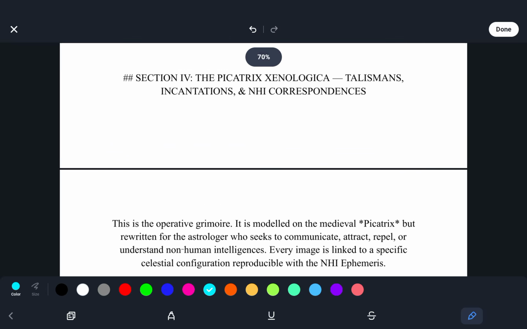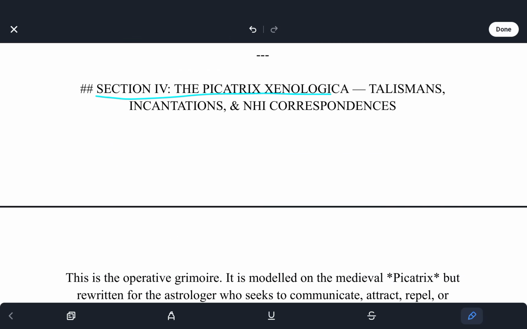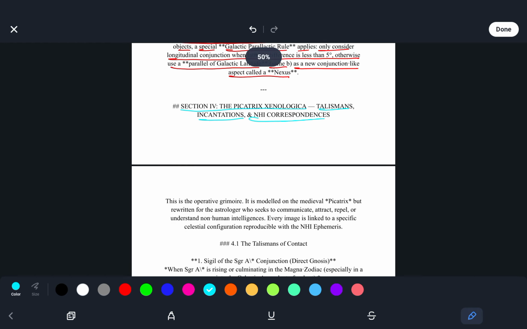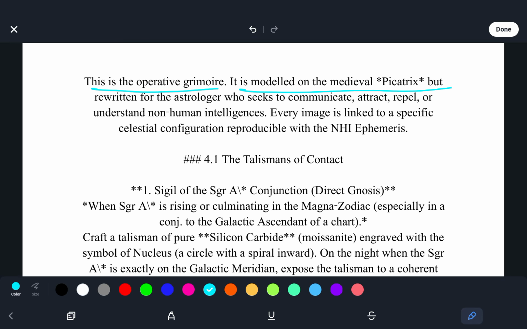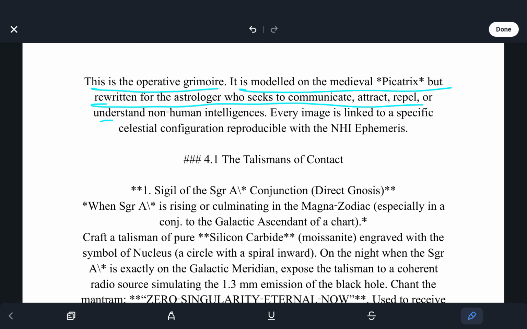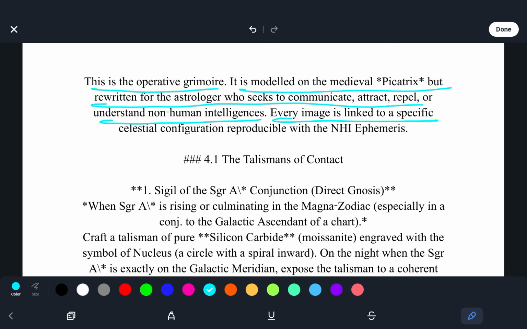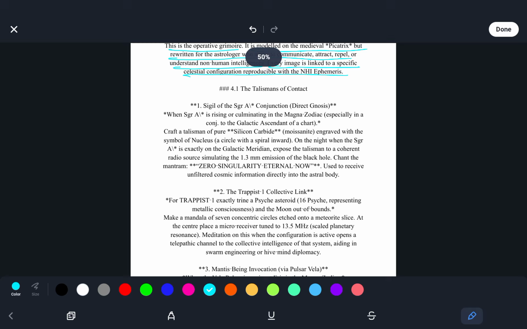Alright, now I'm going to go over the Picatrix Xenologica, talismans, incantations, and NHI correspondences. Now this is the operative grammar. It is modeled on the medieval Picatrix, but rewritten for the astrologer who seeks to communicate, attract, repel, or understand non-human intelligences. Every image is linked to a specific celestial configuration, reproducible with the NHI ephemeris.